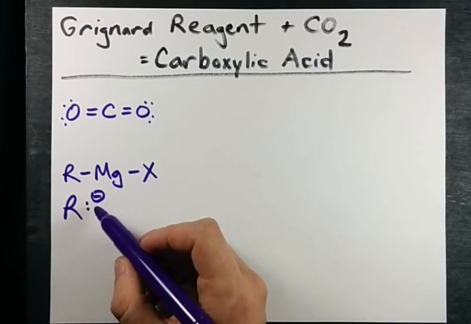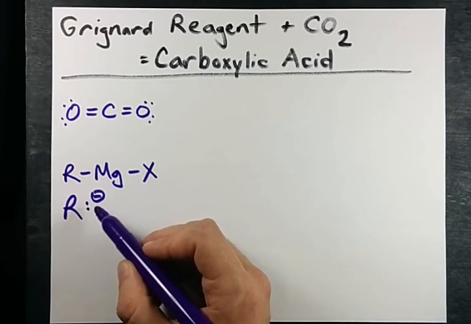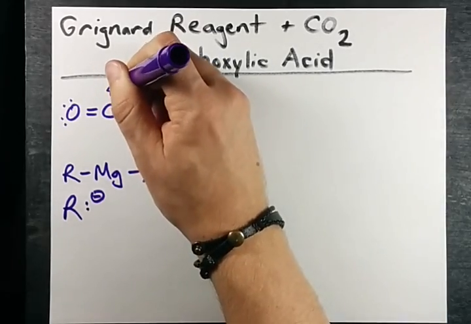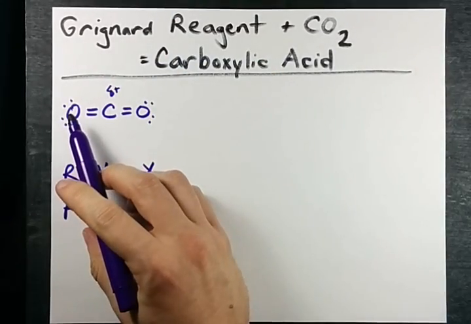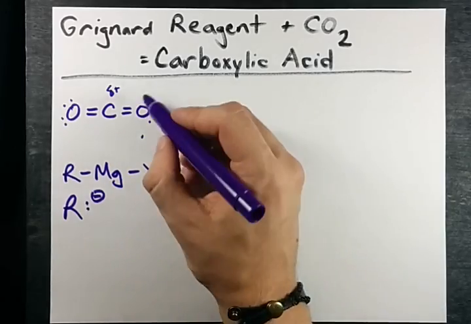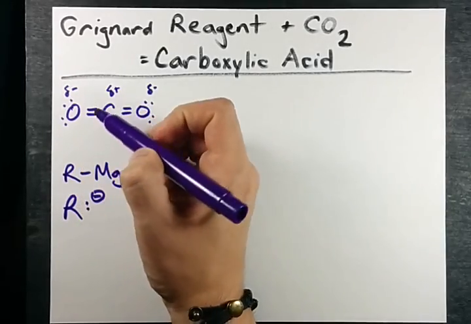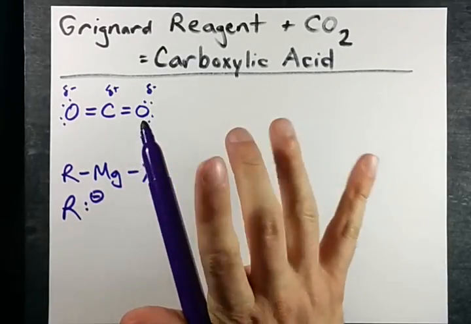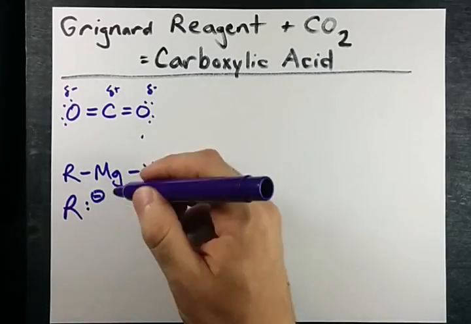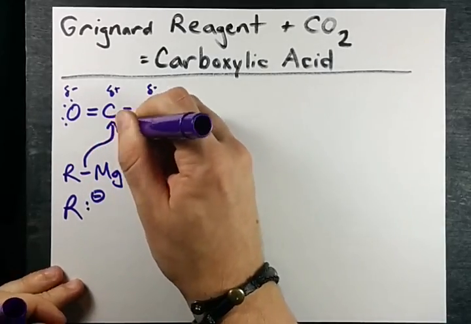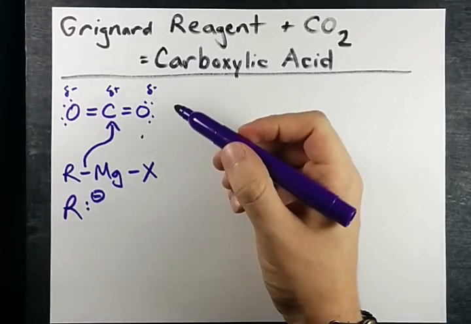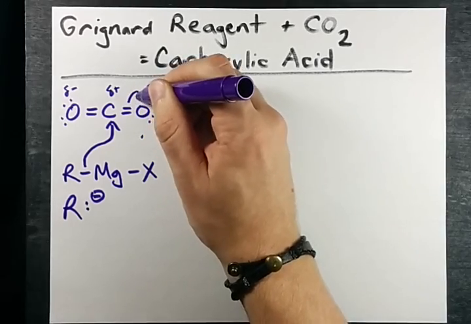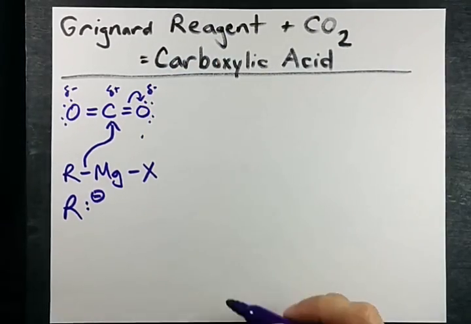That makes it nucleophilic and likely to attack things that have a delta plus charge. Well, carbon dioxide provides us with a carbon with a delta plus charge because it's connected to two electronegative oxygens, which are hungry for electron density and thus delta minus. This carbon looks very, very attractive to this R minus. It's so attractive that it will attack it. No domestic violence involved. And push one of the pi bonds to become a lone pair on the oxygen.